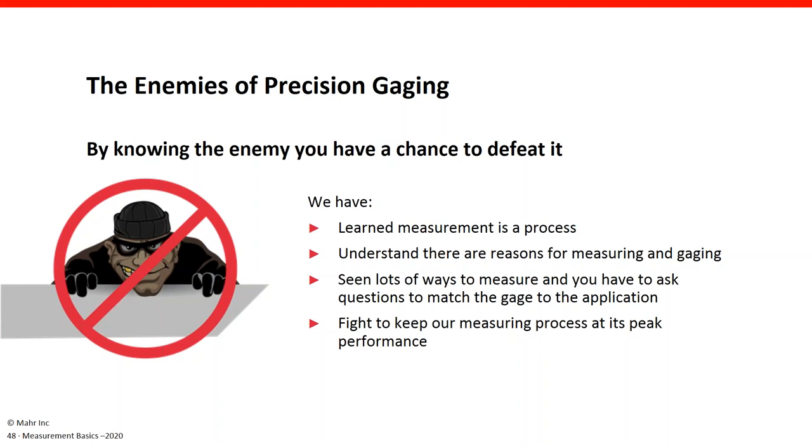So I think by understanding and knowing the enemies of precision gauges, we have a chance to beat them away and learn what our measuring process is and understand the reasons for the measuring and gauging and which one to choose. We've seen lots of ways of making measurements and what questions to ask to get the best gauge for the application. And we have to find a way to fight and keep our measuring process at its peak performance. So by knowing the enemy, we can defeat it.